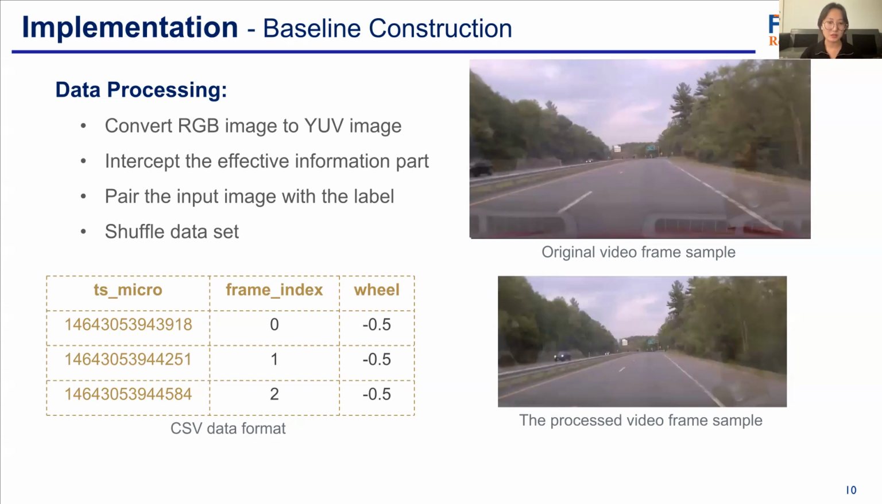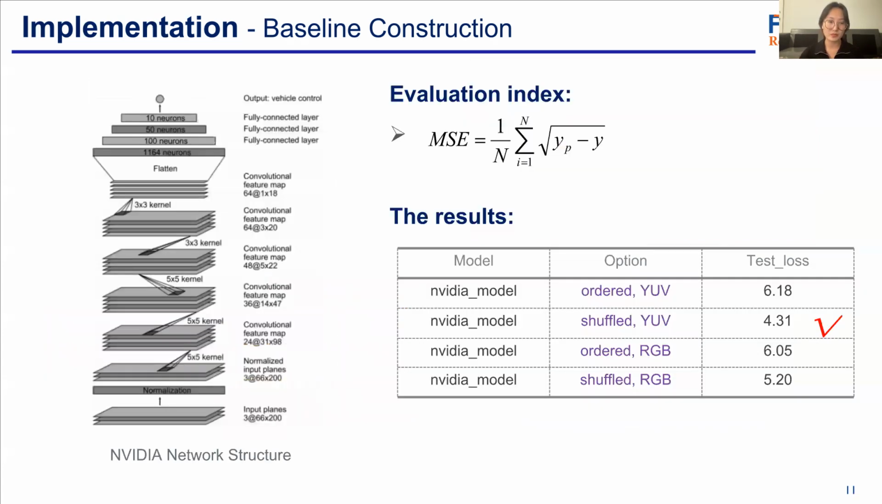The other is a CSV file that records the steering angle of the steering wheel along each frame of the video. As shown in the table on the left, the first column is a timestamp. The second one is the corresponding video frame number, and the third one is the corresponding wheel steering angle.